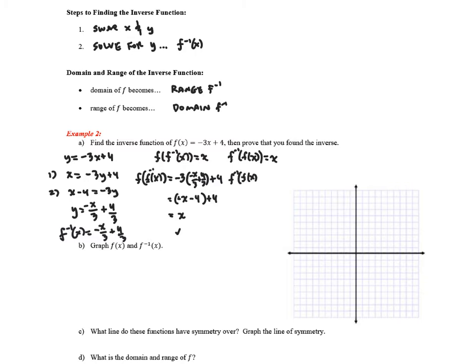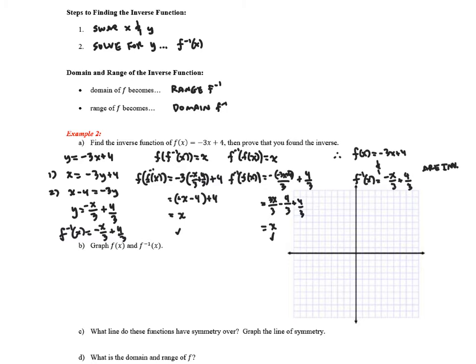Let's work the other side. So f inverse of f of x. F inverse is negative x over 3 plus 4/3. So I'm going to plug in f of x, negative 3x plus 4. So simplifying, the negative would distribute, so I'd get a positive 3x over 3 minus 4/3 plus 4/3. It looks like I'm going to get what I want. Therefore, f of x equals negative 3x plus 4, and f inverse of x equals negative x over 3 plus 4/3 are inverses of each other. Great.